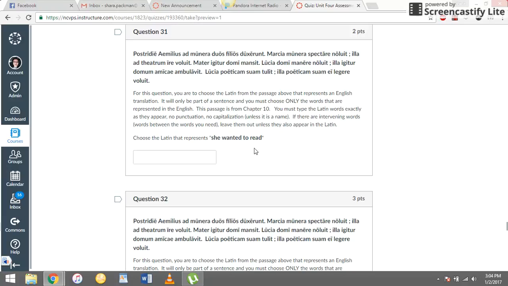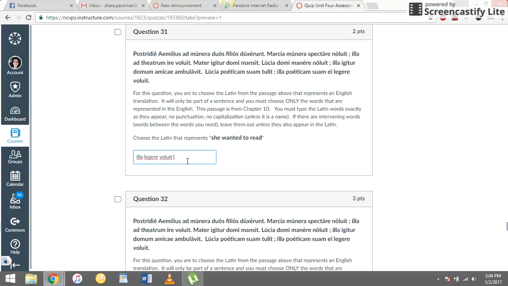So what you first have to do is find the sentence that contains she wanted to read, and many of you did this successfully. It's this last one here, and I'll highlight it. But you only need the words she wanted to read. So which word is she? Well, it's illa. And then wanted is the verb, voluit. And legere is the infinitive, to read. So your answer would be illa legere voluit.